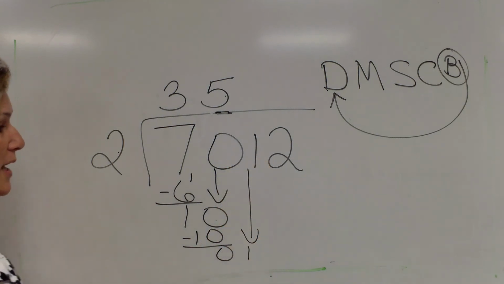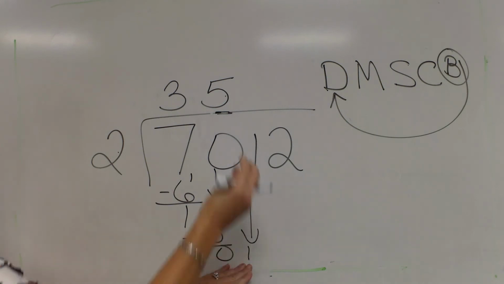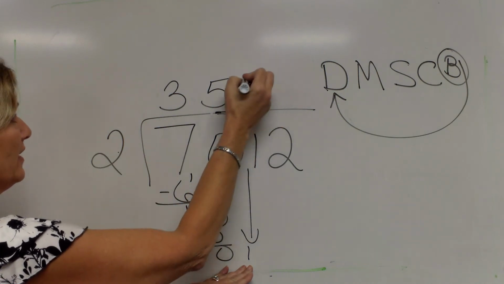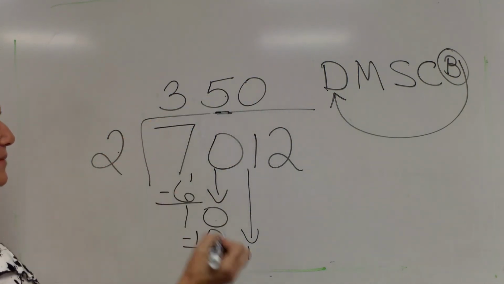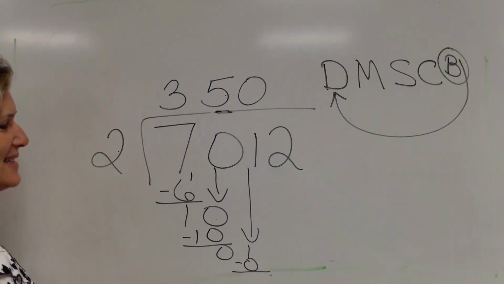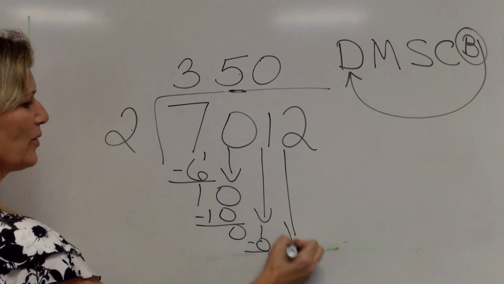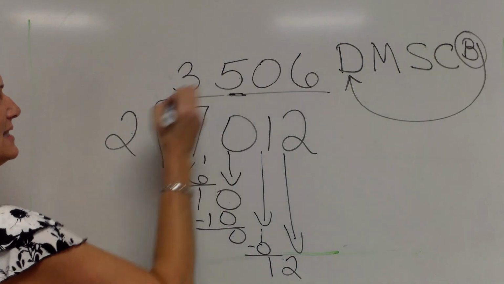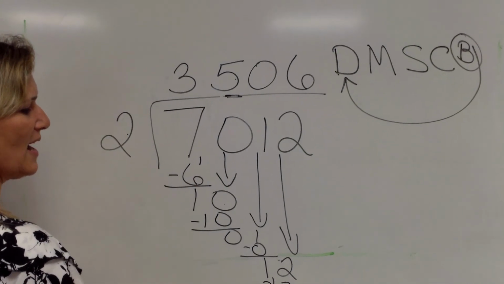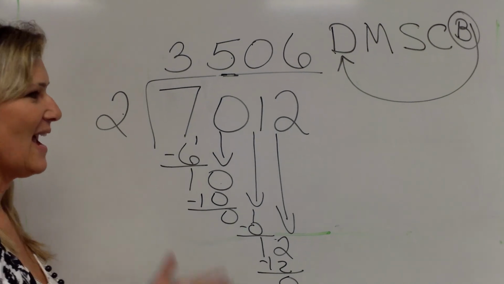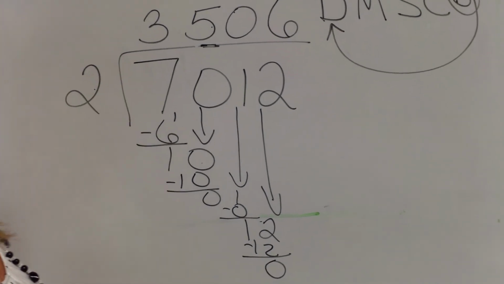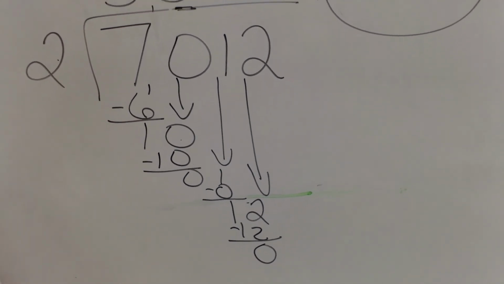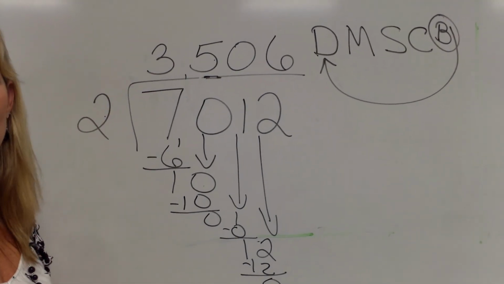I bring down my 1. 1 divided by 2. What times 2 gives me 1 or close to it without going over? Nothing. So I have to have a 0 there. 0 times 2 is 0. I subtract, I have 1 left, I bring down my 2. 12 divided by 2 is 6. 6 times 2 is 12. I subtract, I have none left. I'm sorry I ran off the board, but it came out perfectly. 3,506 is my quotient, and my wonderful cameraman's trying to help me out. And this is how you divide.